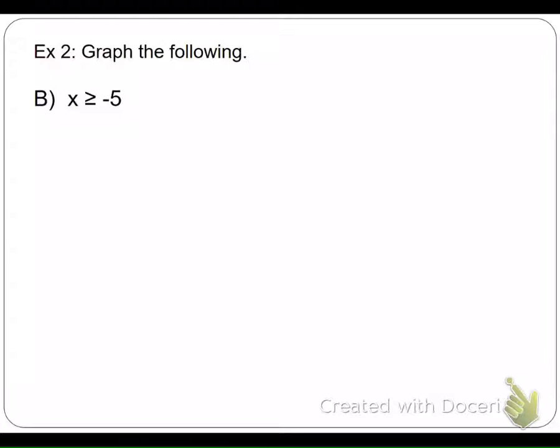All right, part B. Again, we're going to start with the number line. We're going to focus in on the part of the number line that includes the -5. Now, here's the tricky part. What number would be to the left of -5? -6. And then to the right would be -4.